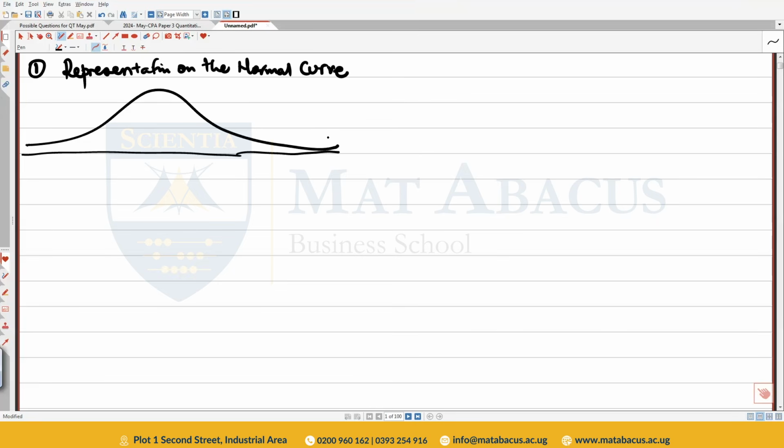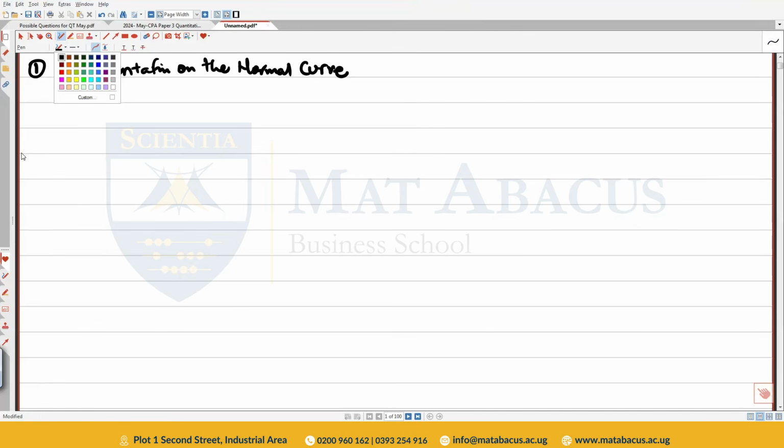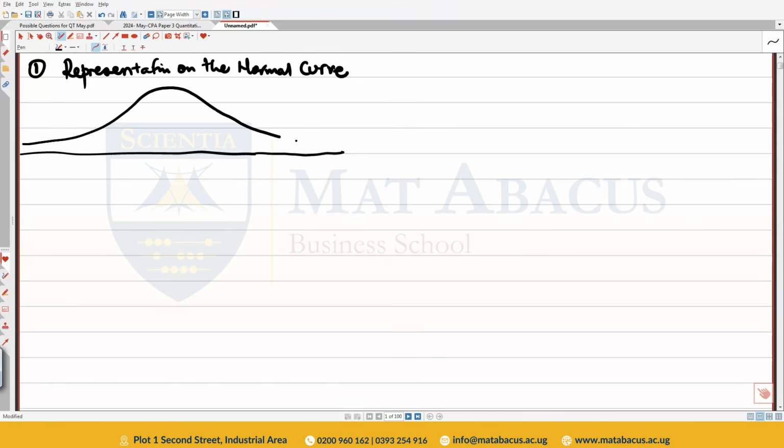And two, never ever join the curve to the x-axis. The curve doesn't join the x-axis. I've told you that 1,000 times. So as you draw your curve, be careful so that you don't lose out on any marks.